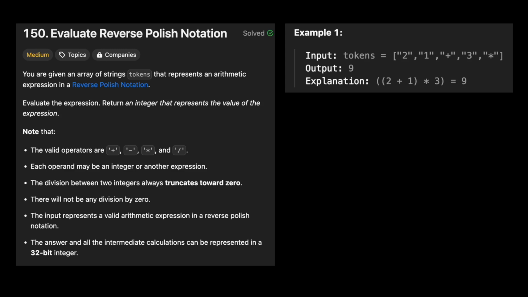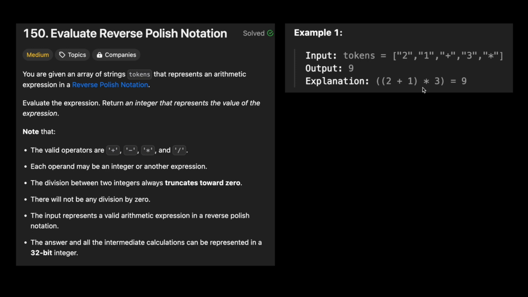Today we're going to be talking about question 150, evaluate reverse Polish notation. So let's just take a look at the example because you've probably read the question and that's why you're here. But let's look at example 1. We're given an input of tokens, which is 2, 1, a plus sign, 3, and multiply. And the output we are told is 9.